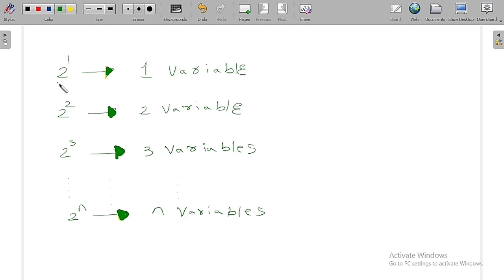So if you group 2 cells, which is 2 to the power of 1, one variable can be minimized. And 2 squared means 4. If you group 4 cells, we can remove 2 variables. If you group 8 cells, which is 2 cubed, 3 variables can be lost. Similarly, if you group 2 to the power of n cells, then we can lose n variables, which means n variables can be easily removed. This is a point that you always have to keep in your mind regarding the Karnaugh map.